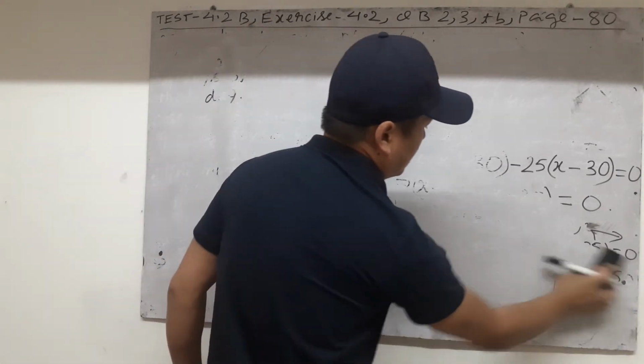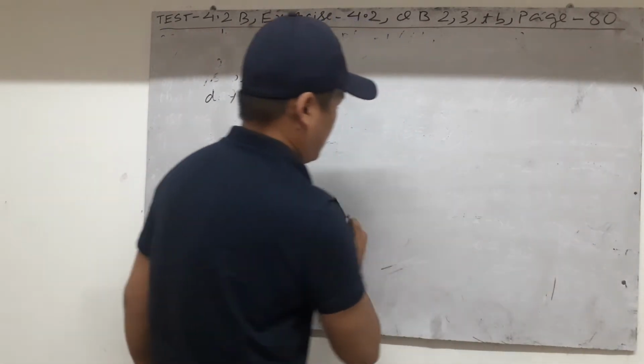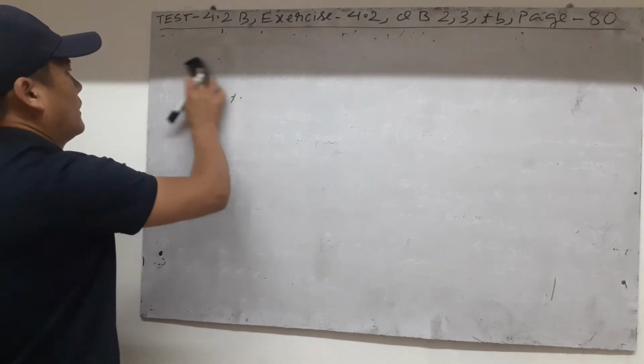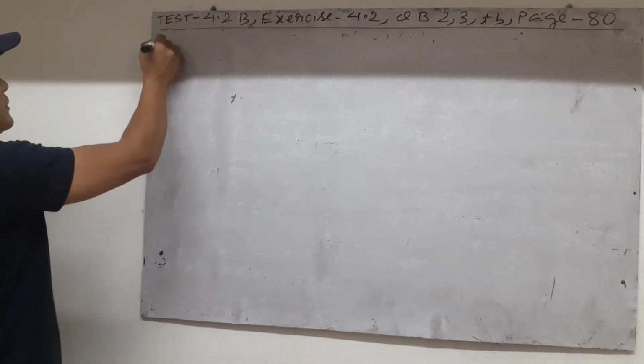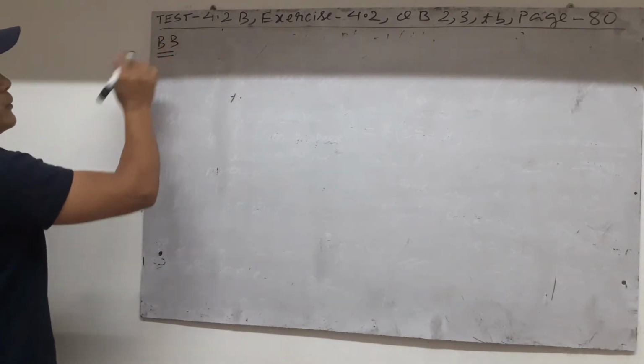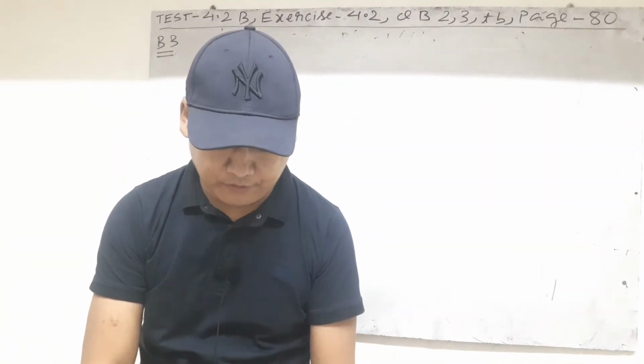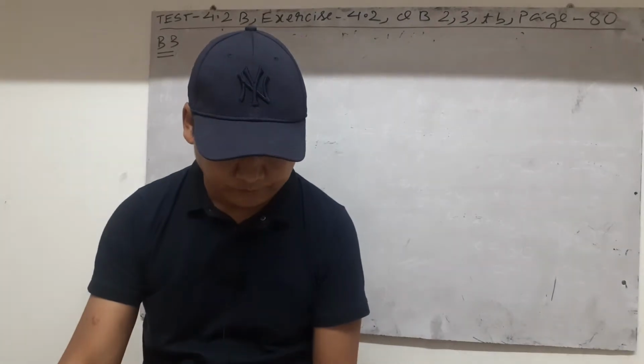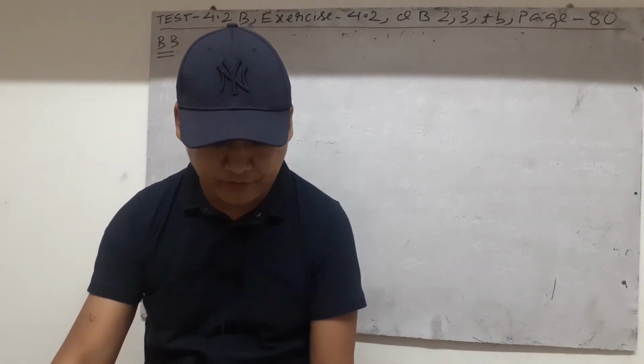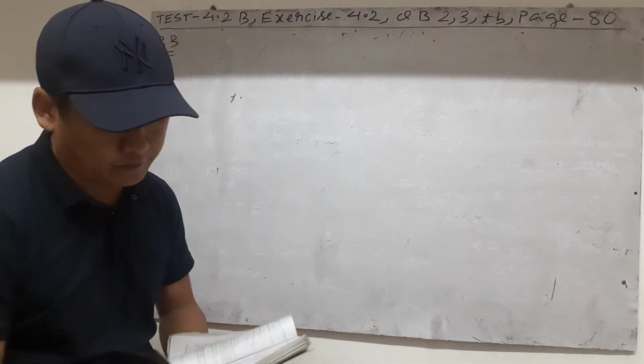So here, let's do that. B3 on page 80 now. Go to page 80. We read the question. Find two numbers whose sum is 27 and the product is 182.